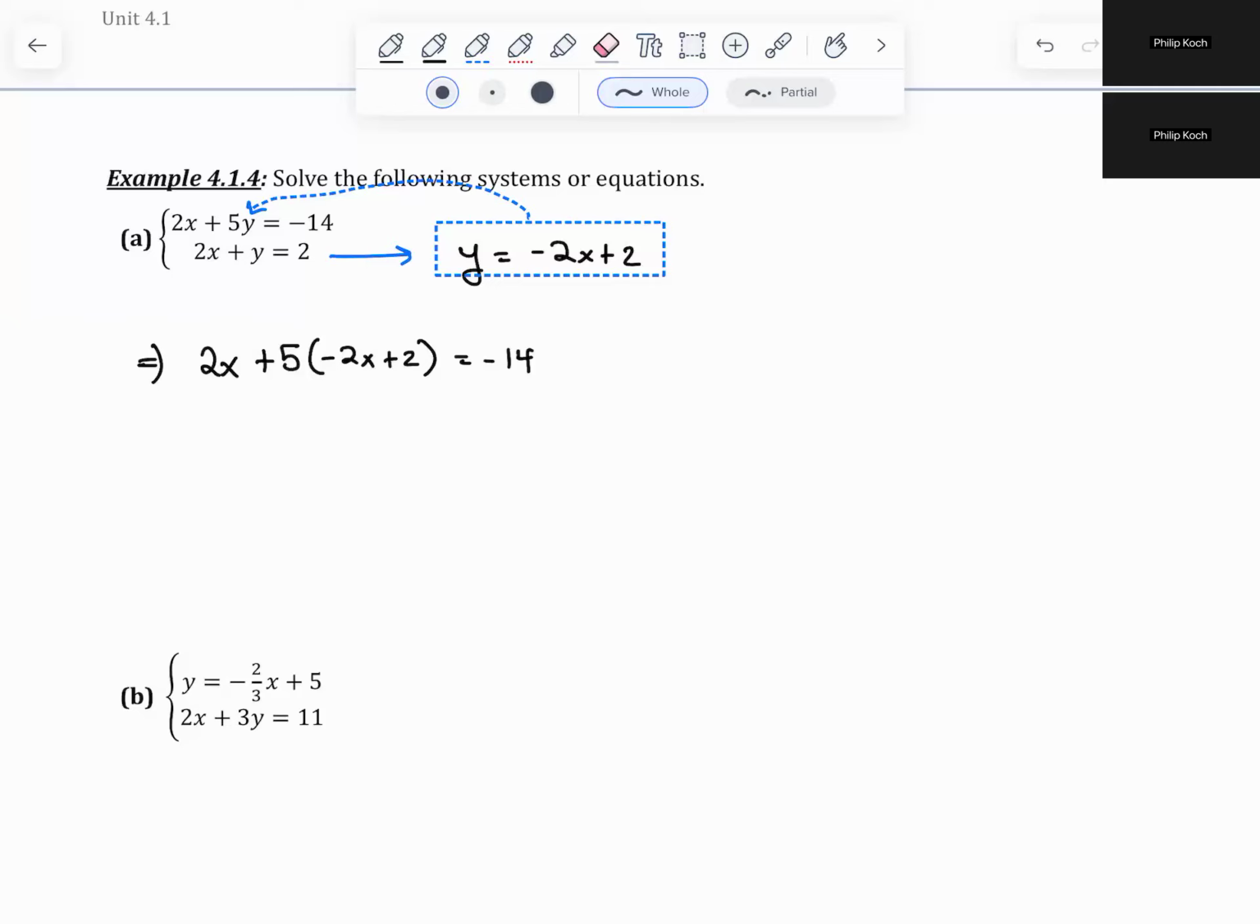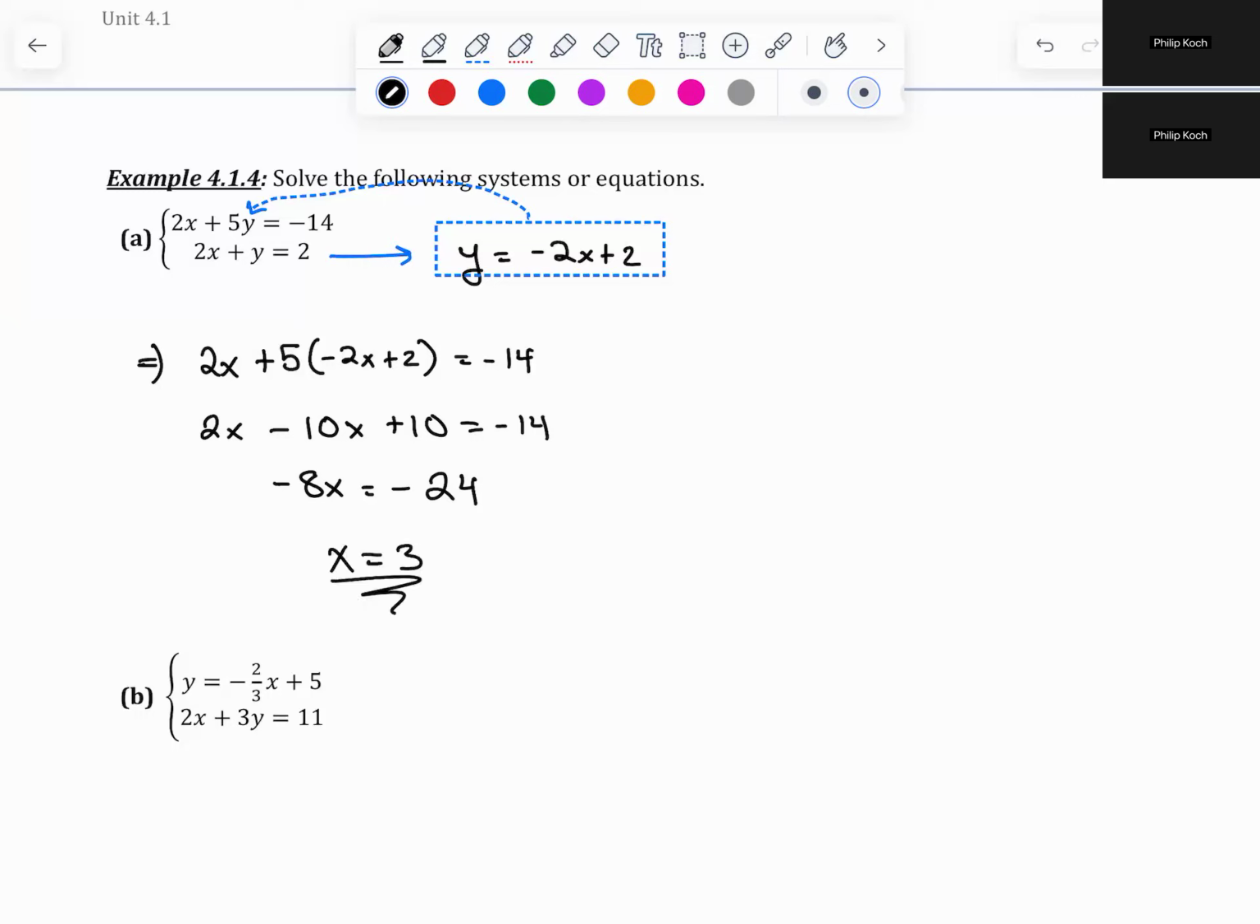So anyway, solving this one, not too terrible. It's a linear equation. So this is 2x minus 10x plus 10 equals negative 14. That's negative 8x is equal to negative 24. So I did two steps at once there. I subtracted the 10 from both sides, and then I simplified the 2x minus 8x. And then I'll divide both sides by negative 8 and get that x is equal to positive 3.